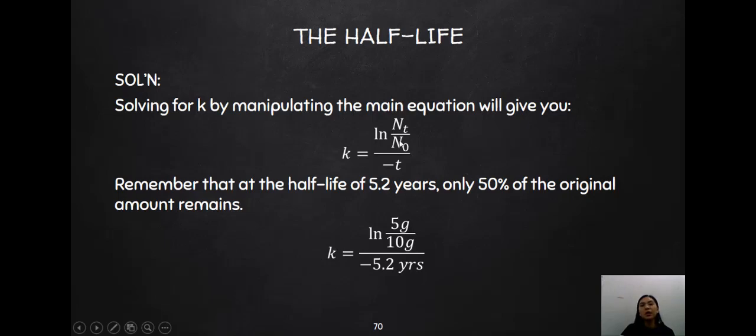So, no matter, magbago man po itong mga variables na to, your N sub O, N sub T, your time, yung disintegration constant, it will not change because it is a constant. Such that, if we try to solve for this, you will come up with this answer. You have 0.133297534 per year. I-recalculate nyo na lang and make the necessary adjustment just in case that I'm wrong. So that's your disintegration constant.